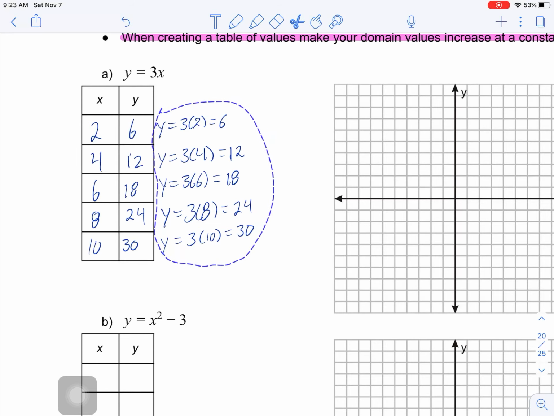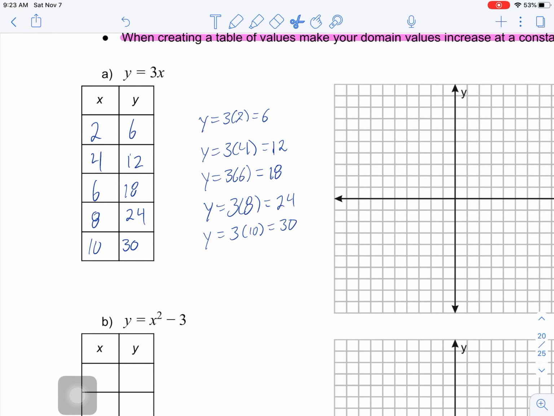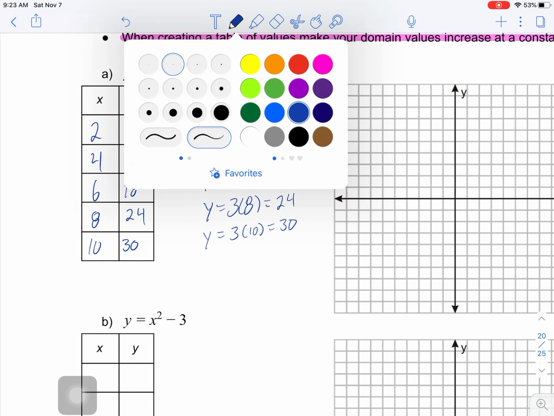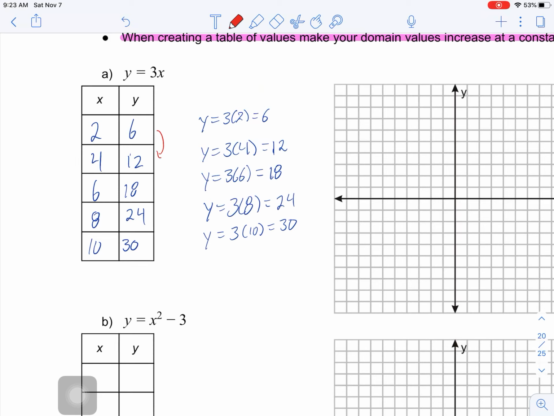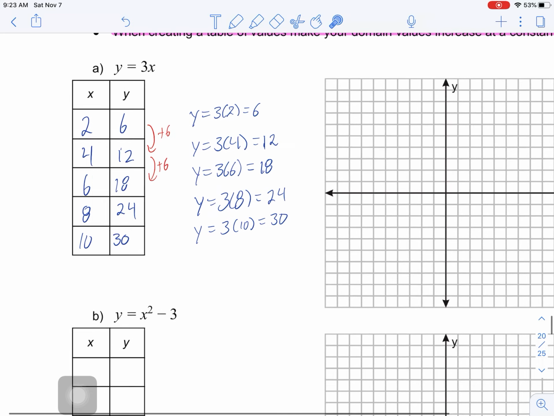Now, something to note here is we could have actually stopped after a bit, because we are going up by 6. As soon as you plot your first two or three values, if they're going up by a constant rate, we could have just followed that. We could have just done 18 plus 6 is 24, 24 plus 6 is 30. Okay, now let's plot these points.